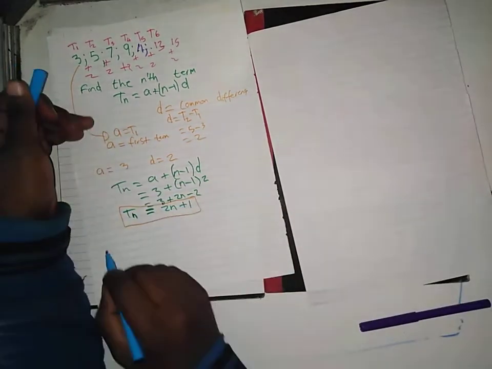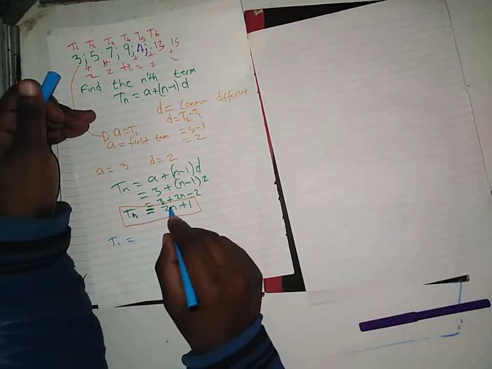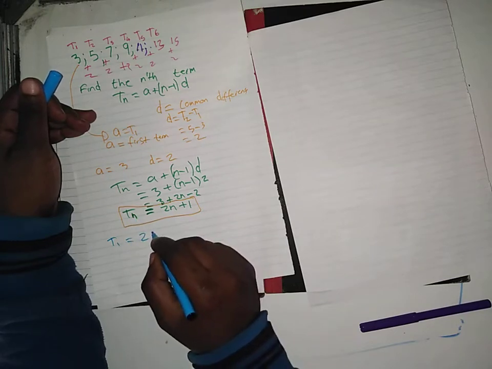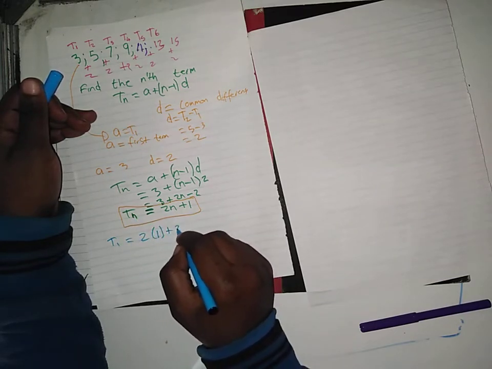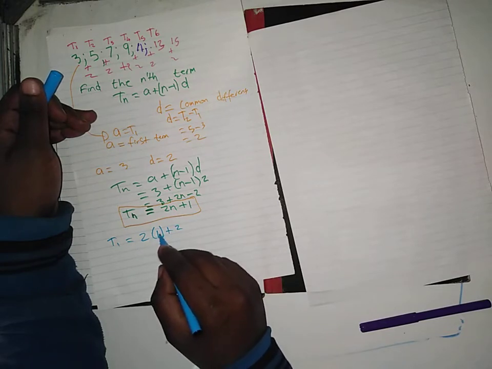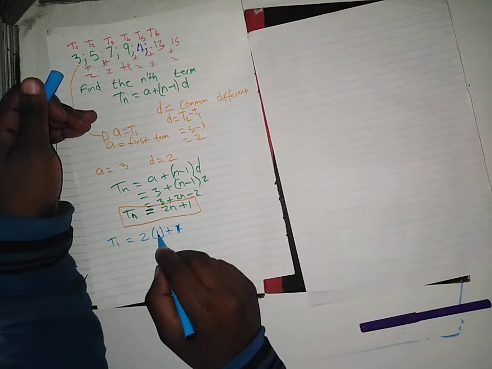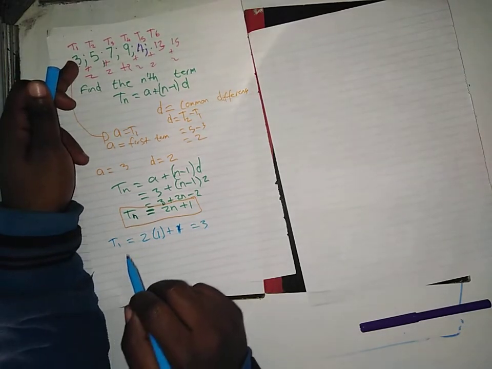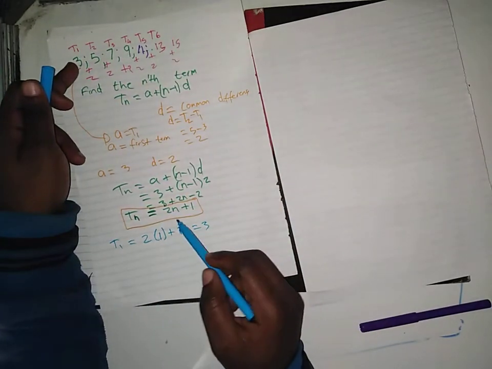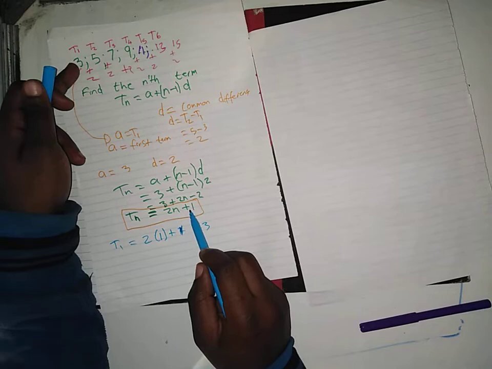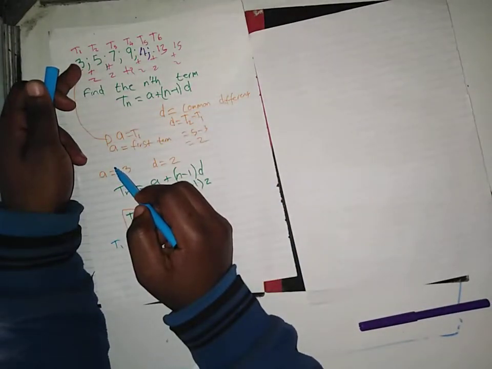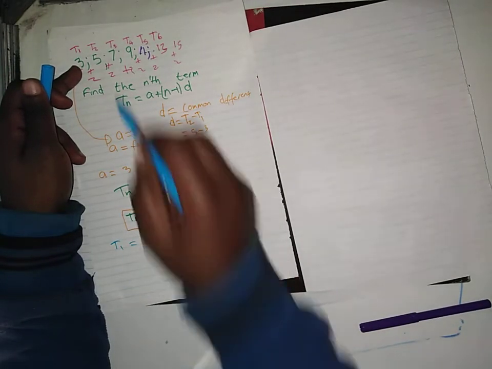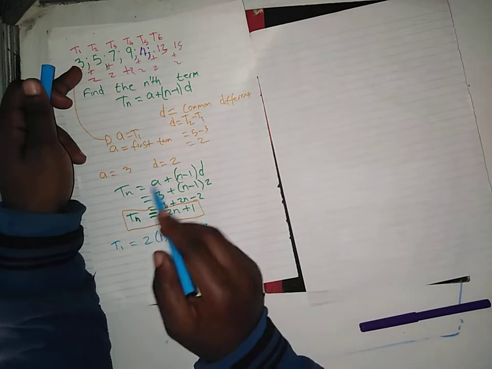T1 is equal to 2, and in the place of n you have 1. Remember, where there was n you put 1. So you've got 2 times 1, which is 2, plus 1, which is 3. So yes, it does generate the first one. Now let's check T2. 2 times 2 is 4, plus 1 is 5, which is this one. Can you see? So it does generate the second one. Let's look at the third one. 2 times 3 is 6, plus 1 is 7. Can you see? And so on and so on.